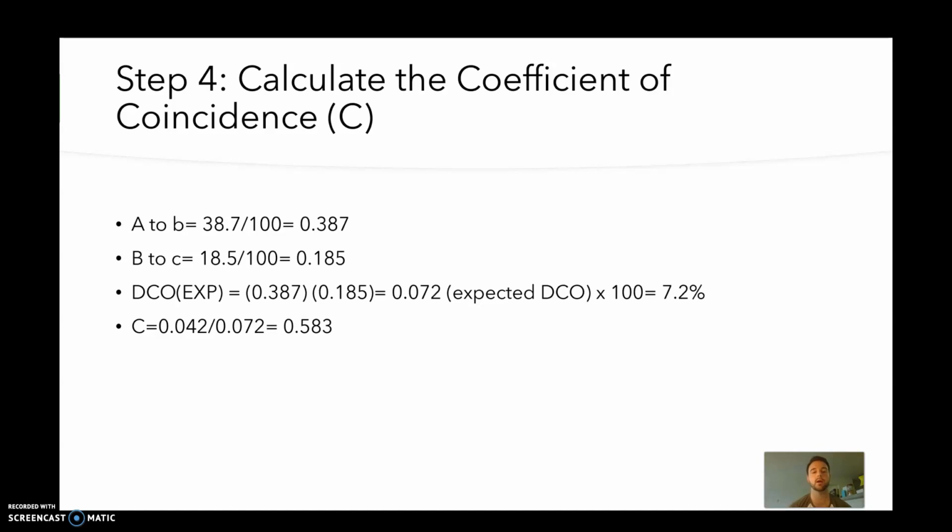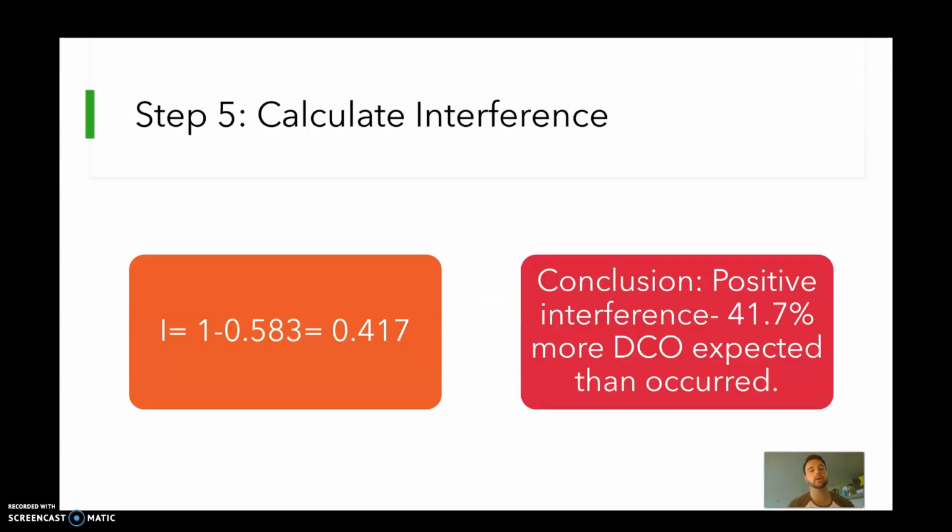From this, we take the 0.042 that was found in our observed DCO from step 3, and we divide that by 0.072, which we have as our expected DCO, and we get 0.583 as our coefficient of coincidence, which we then, moving on to step 5, will use again when we calculate the interference. And the interference is found by subtracting that 0.583 from 1 to get 0.417, which when turned into a percentage by multiplying by 100, we get 41.7%.